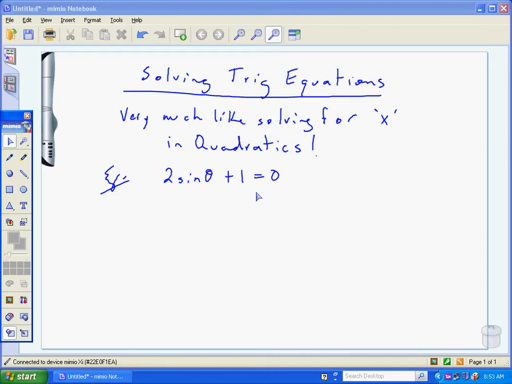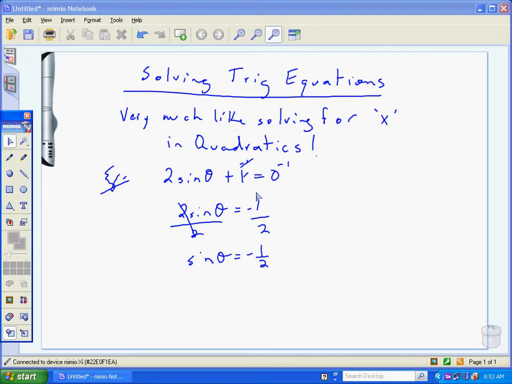So when we do this one, there's nothing to factor on here. So I just want to isolate the sine theta. So the first thing I'm going to do is what? Minus the 1 over. Let's do that. So that'll cancel. I'm left with 2 sine theta equals negative 1. And then what do I got to do with that 2? Divide it out. Great. Sine theta is equal to negative 1/2.